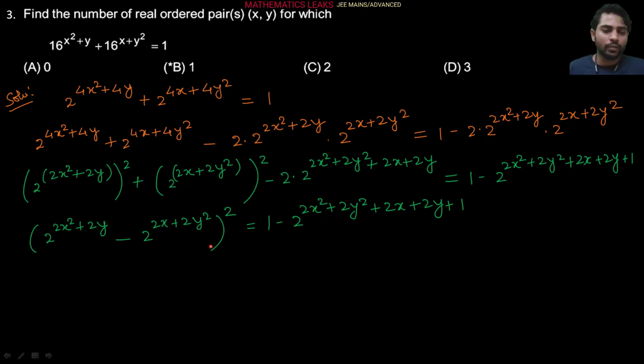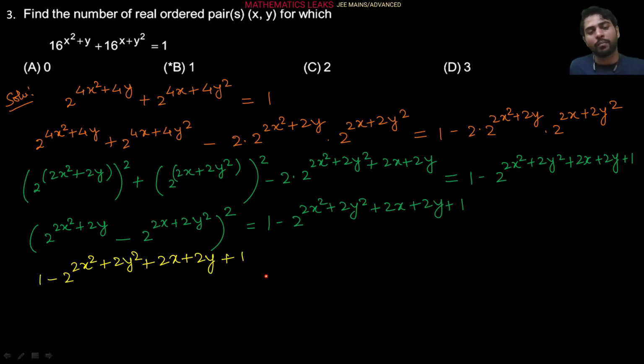So now from here you can see the left side of the equality is a whole square of something. A whole square of something is always greater than or equal to 0. This quantity equals this, so the left side quantity is greater than or equal to 0, which means this quantity should also be greater than or equal to 0, right? So we can say that the given quantity, 1 minus 2 to the power 2x square plus 2y square plus 2x plus 2y plus 1, must be greater than or equal to 0.